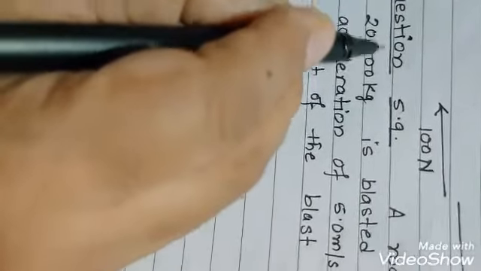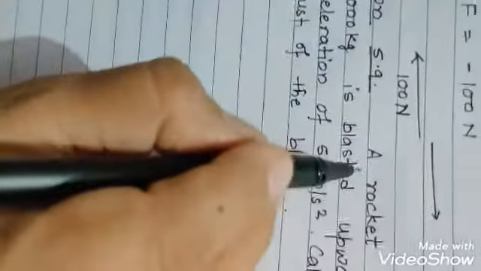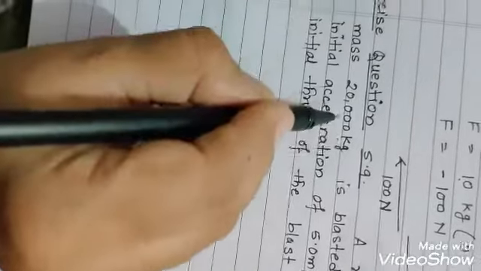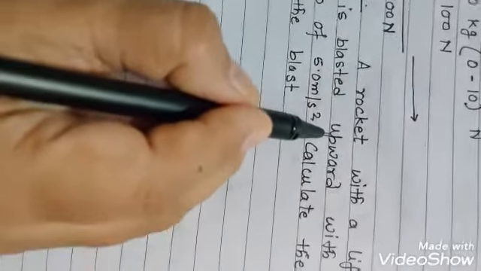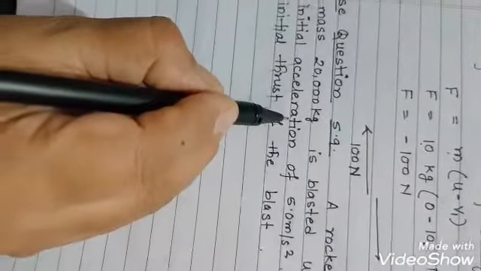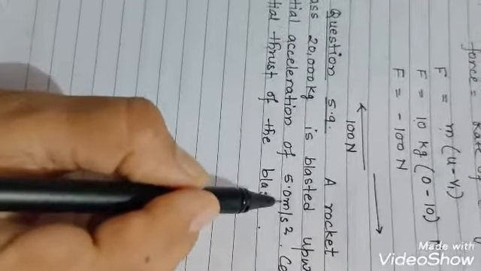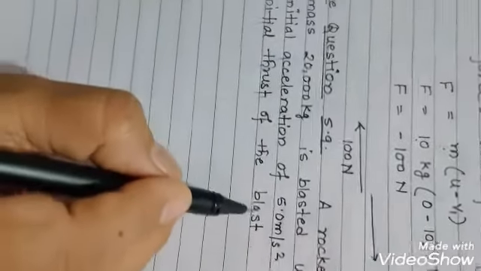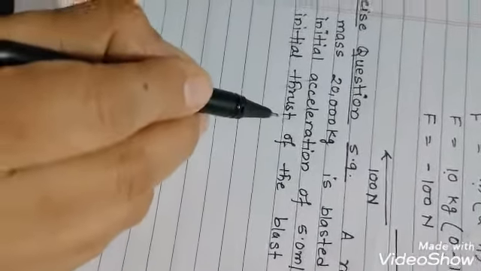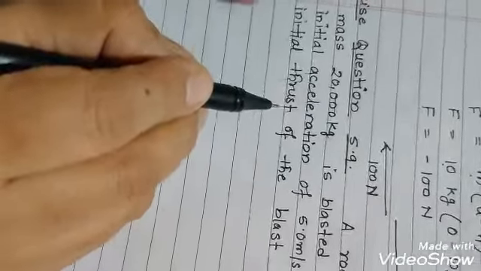Exercise question 5.9. A rocket with a lift-off mass 20,000 kg is blasted upward with an initial acceleration of 5 meter per second square. Calculate the initial thrust of the blast. Initial thrust means initial force.